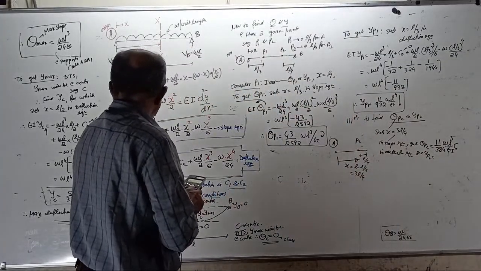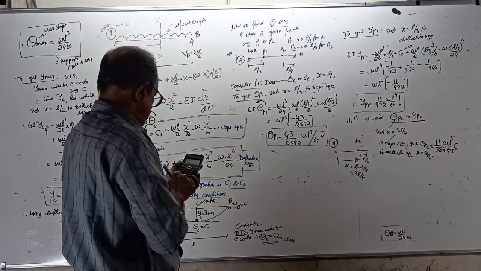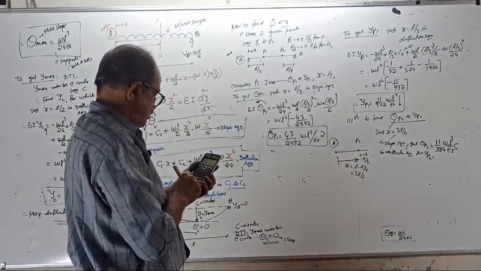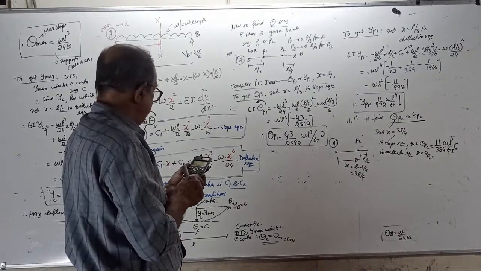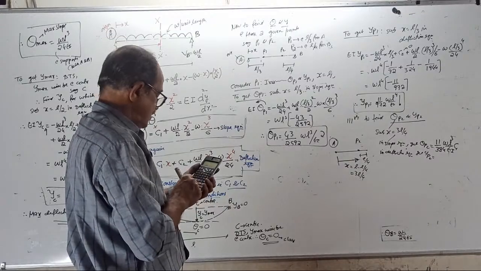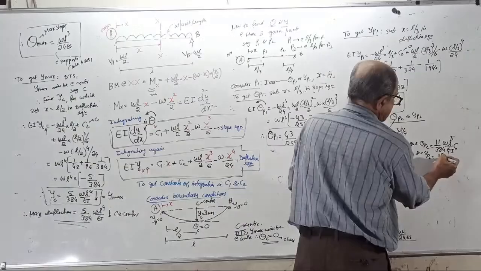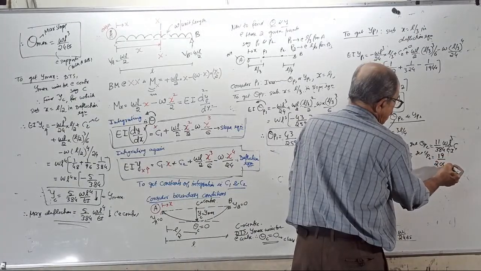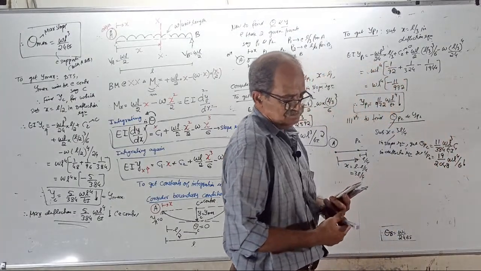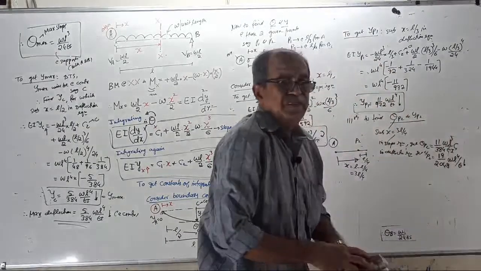And deflection will come: minus 1 by 24 into 1 by 4, plus 1 by 2 into 1 by 2 into x cube, 1 by 4, 1 by 64 divided by 6, minus 1 by 24 into 1 by 256. That is 19 by 2048 WL power 4 by EI, downward. You check it. Is the answer correct? Okay. Now this question is over.